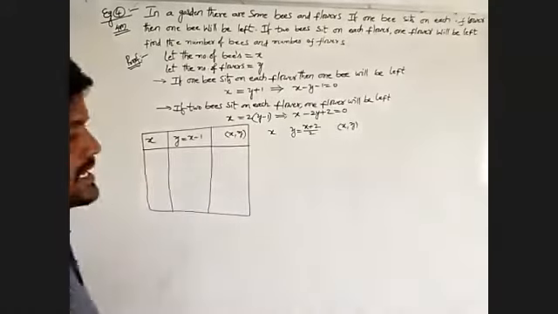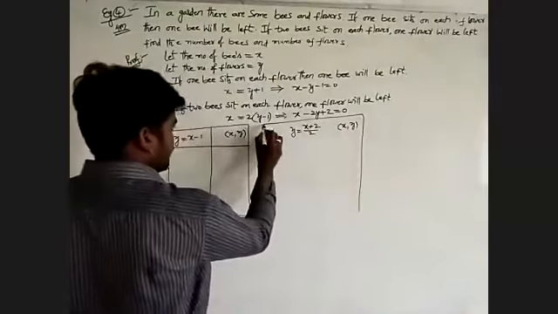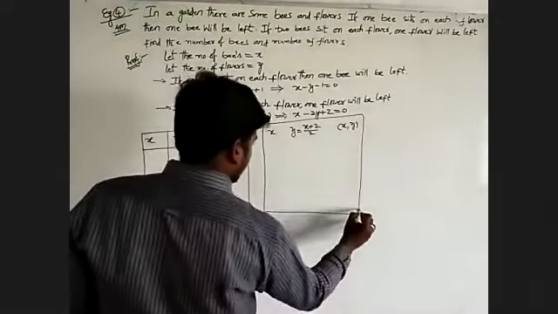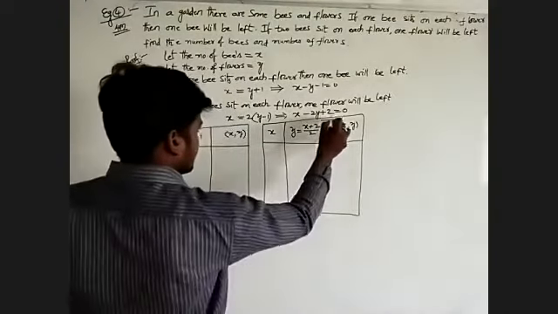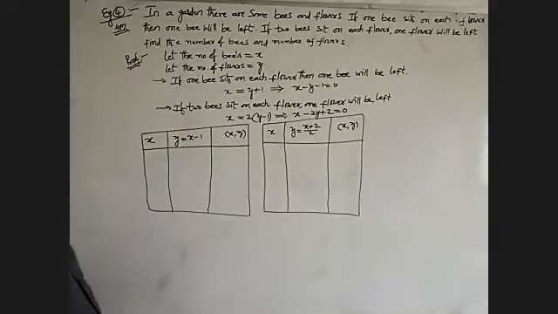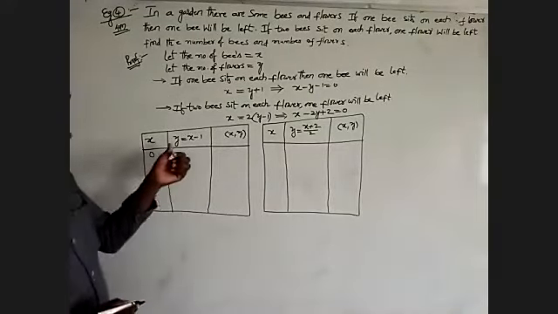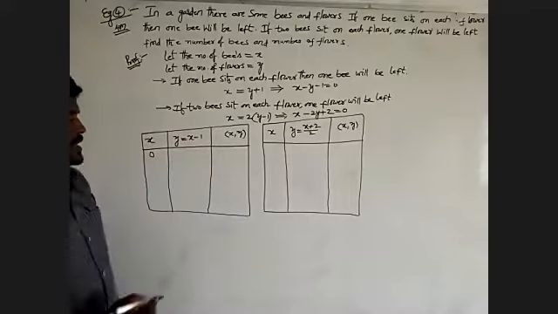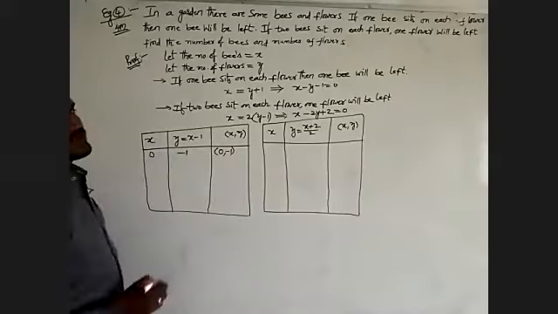We have to take some x values. Finally we have to find the value of y, and write the ordered pair x comma y. First, let x is equal to 0, then y is equal to 0 minus 1 becomes minus 1. This we write as 0 comma minus 1.